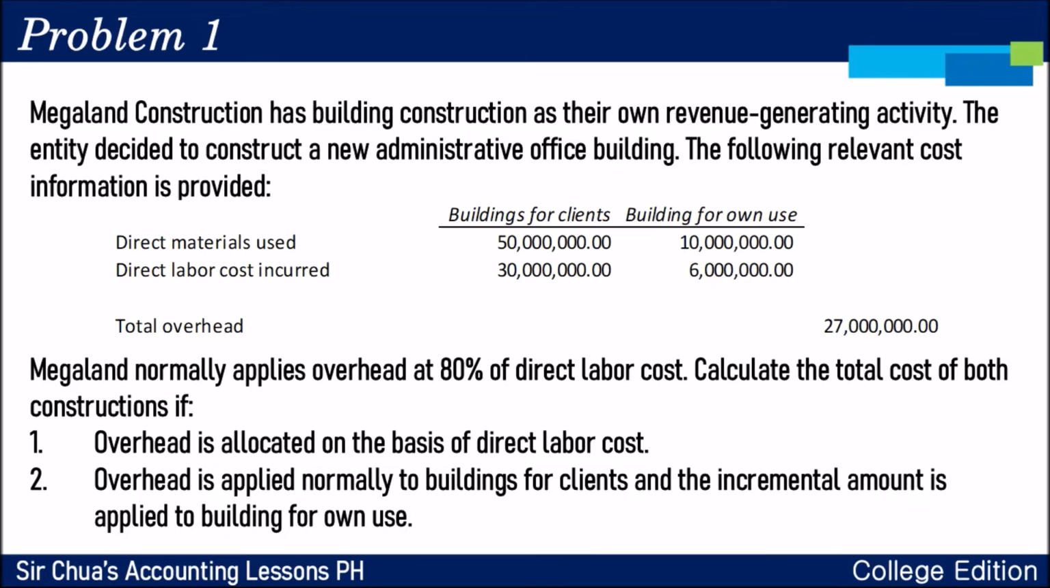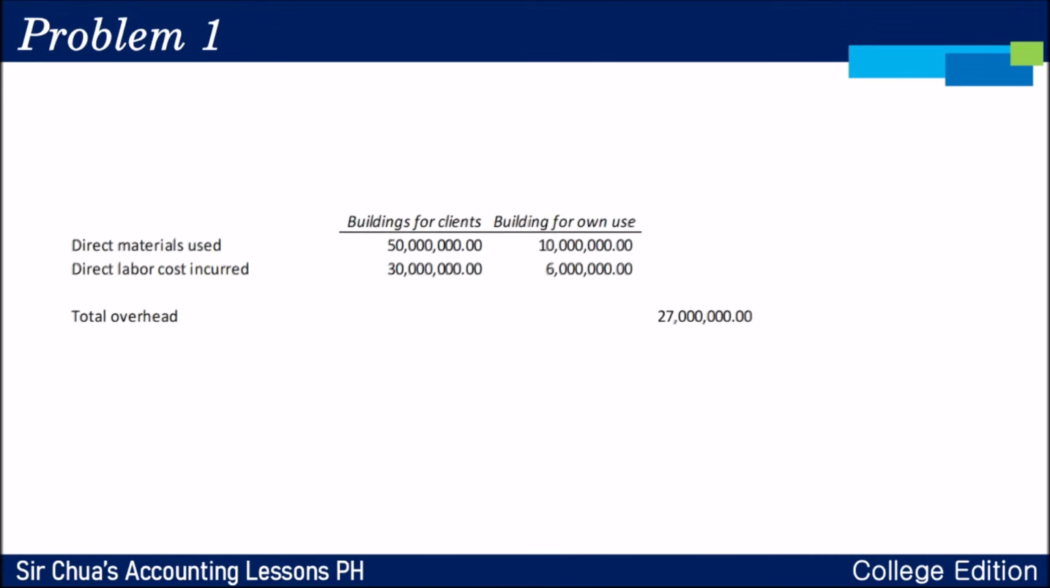Now, Megaland normally applies overhead at 80% of direct labor cost. So, ang sabi po dyan is, ang madalas na gawin daw po ng Megaland under normal costing system nila is kung ano po yung 80% ng direct labor, yun na yung overhead. Okay? Now, calculate the cost of both constructions: number 1, overhead is allocated on the basis of direct labor cost, and number 2, overhead is applied normally to buildings for clients and then any incremental amount will be applied to the building for own use. Now, for us to understand it better, let's solve the problem.